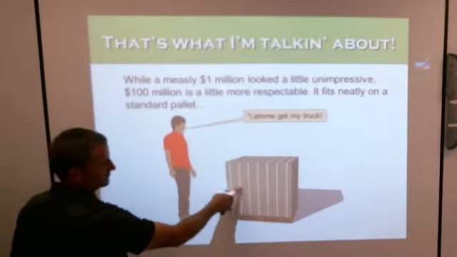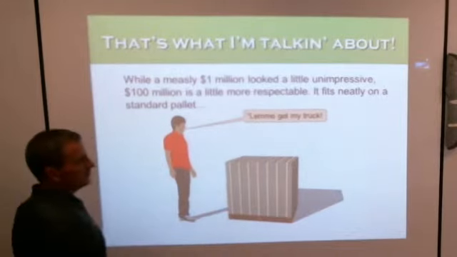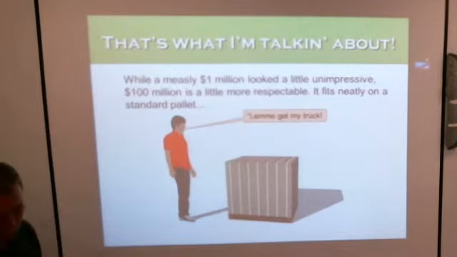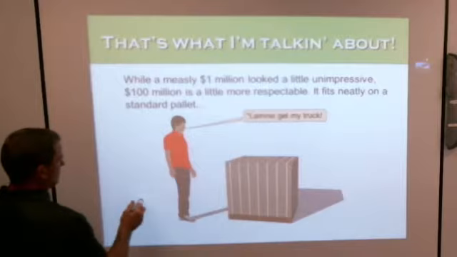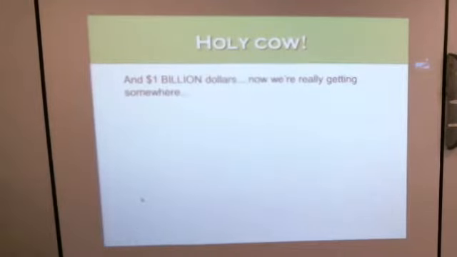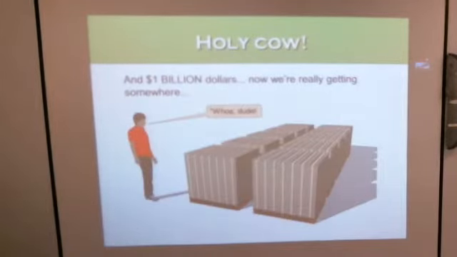That is $100 million. The lottery gets up to a couple hundred million usually. So you get two pallets full of money, which you'd have to give half of back to the government. This guy wants to get his truck for that. $1 billion. Here we go.